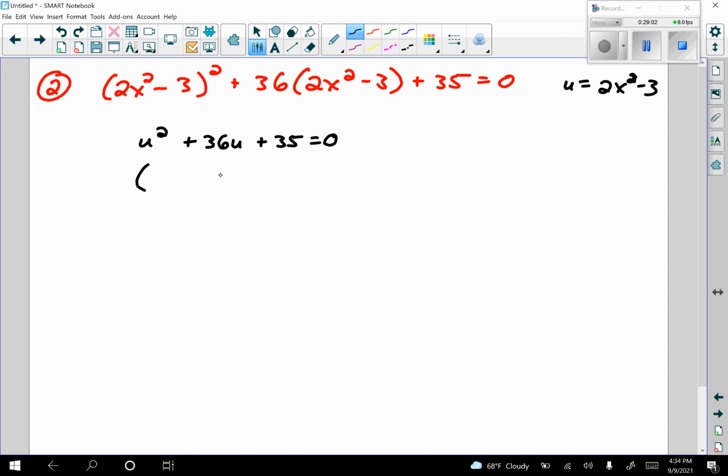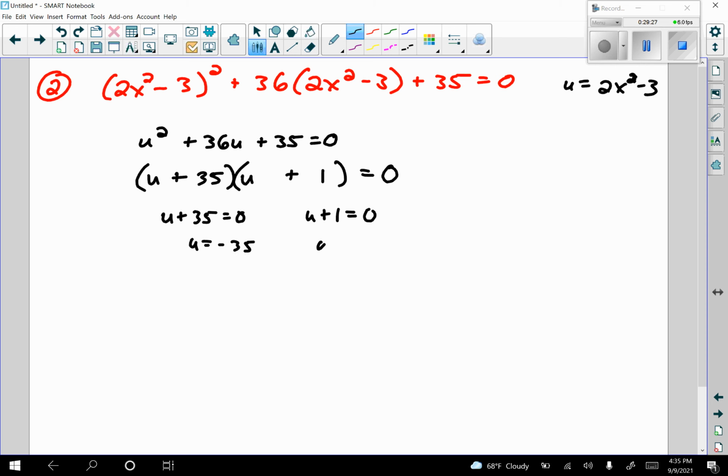So let's go ahead and make 2 sets of parentheses because there's no GCF. Let's do u and u. Now there's only a couple factors of 35. We could do 5 and 7, but that won't help us get to 36. So our only other option is 35 and 1. And everything's positive here. So we'll get u plus 35 equals 0. U plus 1 equals 0. So u is going to equal negative 35, and u is going to equal a negative 1. But we're not done yet. Now we have to bring back the 2x squared minus 3.